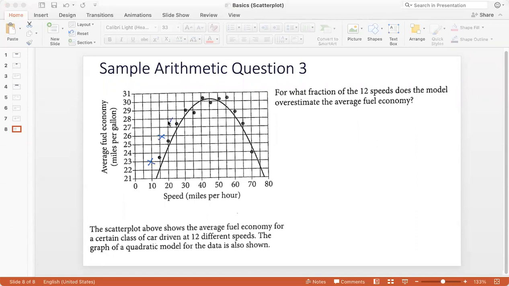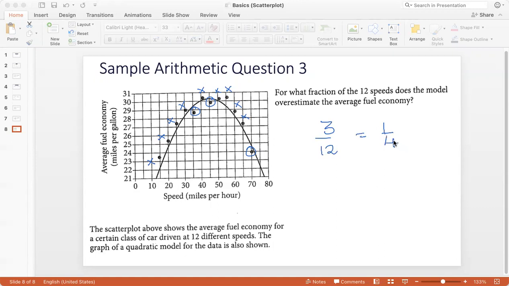This can't be considered, not this, not this. For this point, the model is above. The model has overestimated, so this has to be considered. Not this, this has to be considered. Not this, not this, not this, not this, and this has to be considered. So for 3 points out of the 12, the model has overestimated. It has estimated a value higher than the actual value. So the fraction is 3 by 12, which is 1 by 4.